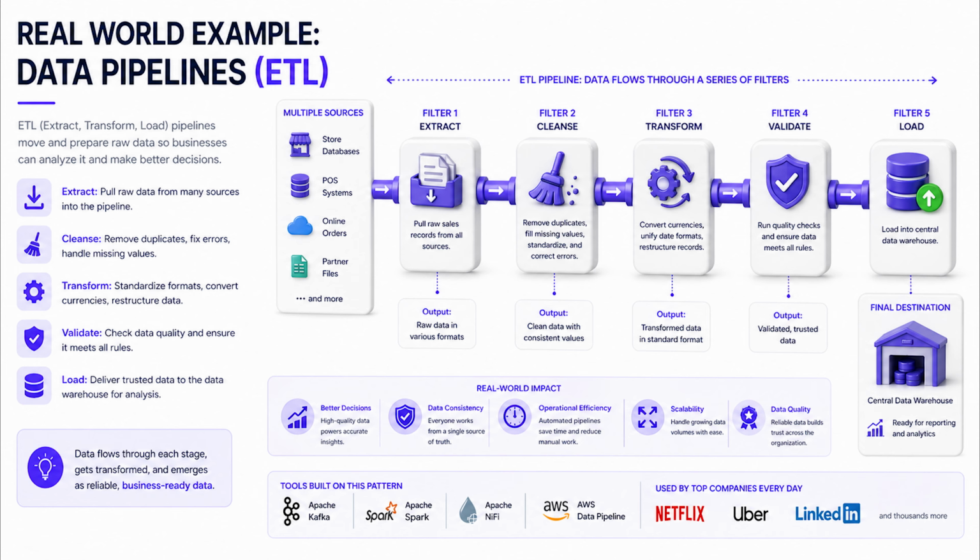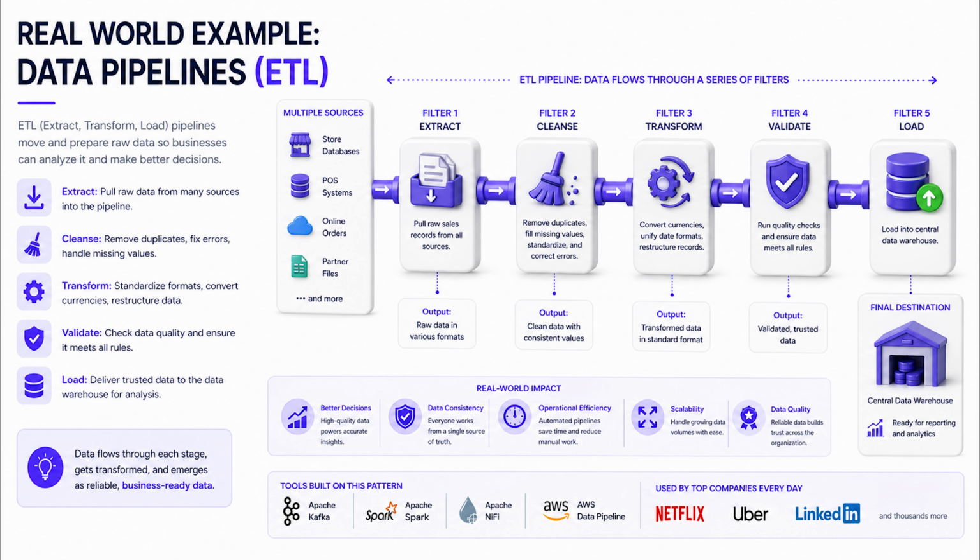The first filter extracts the data. It pulls raw sales records from all the different store databases and passes them into the pipeline. The second filter cleans the data. It removes duplicate records, fills in missing values, standardizes currency formats, and corrects any errors. This is sometimes called the data cleansing step. The third filter transforms the data. It converts currencies into a single standard, unifies date formats, and restructures the records into a consistent layout. The fourth filter validates the data. It runs checks to ensure that every record meets the required standards before it moves on.